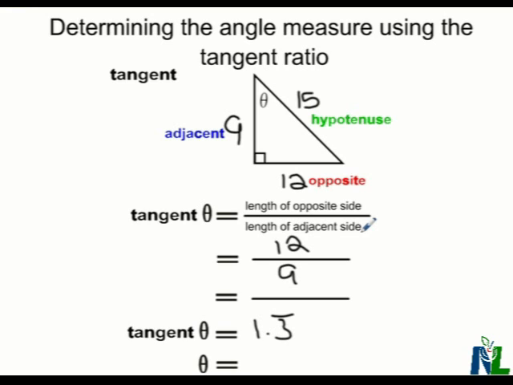So a lot of times on your calculator, once you get that 1.3 repeating, you have to hit second function tangent, and that'll give you the arctan, or the inverse of tan. And when I do that on my calculator, I get 53.13. 53.13 degrees is the unknown angle.